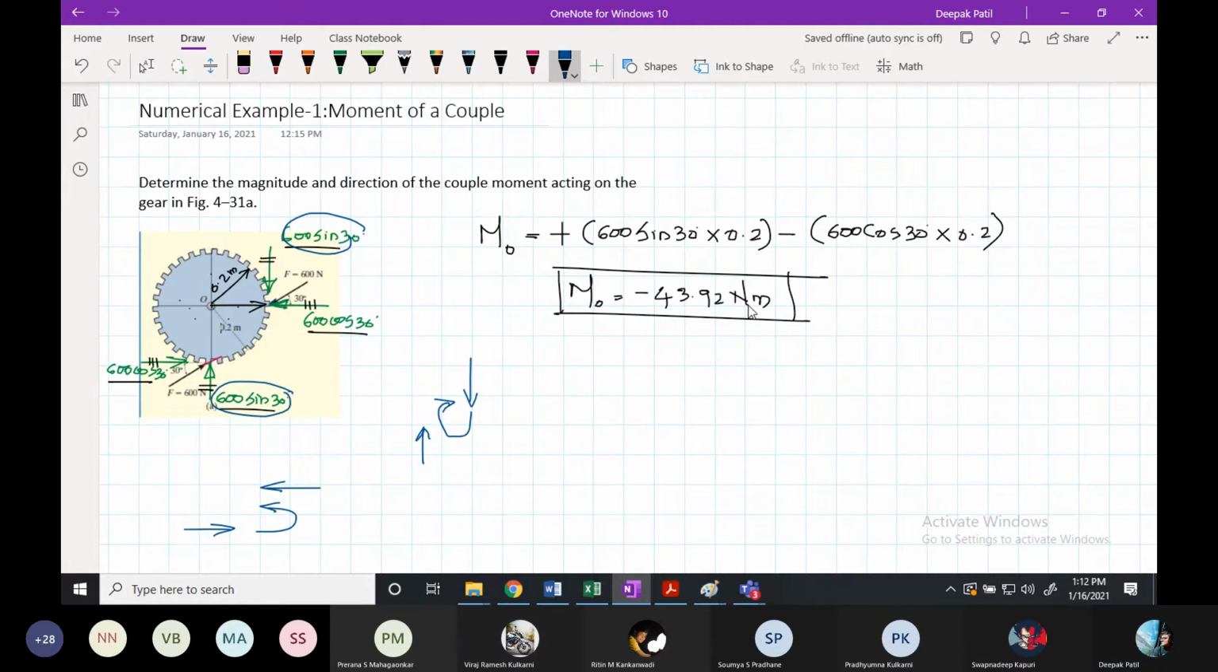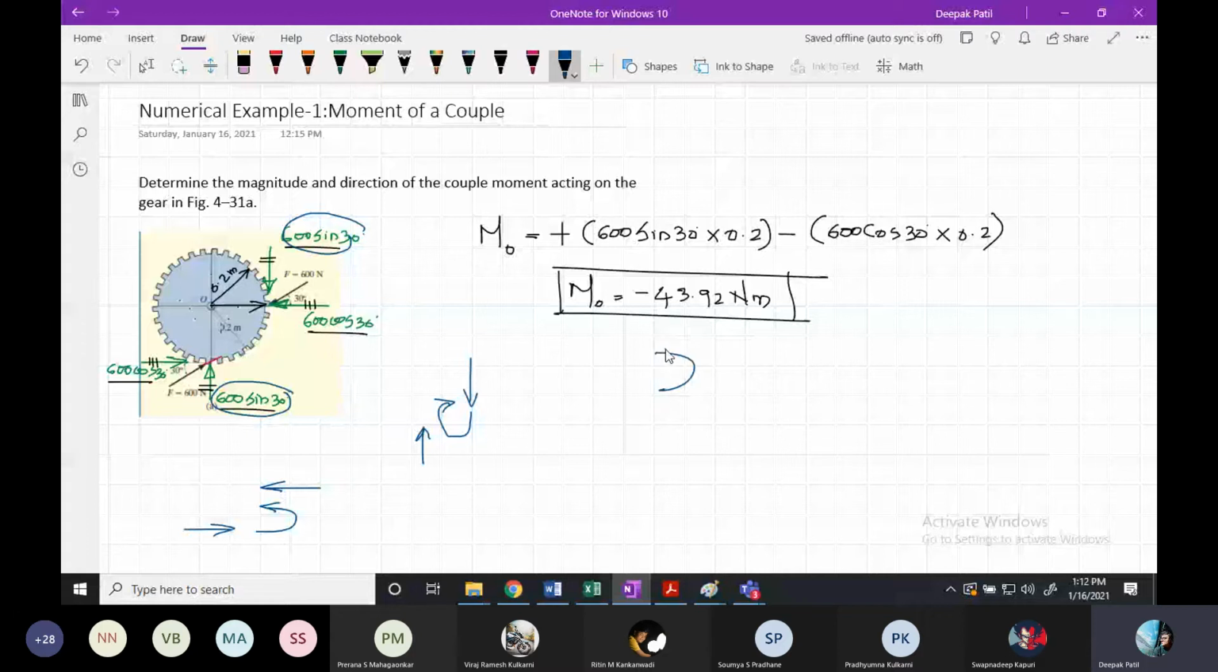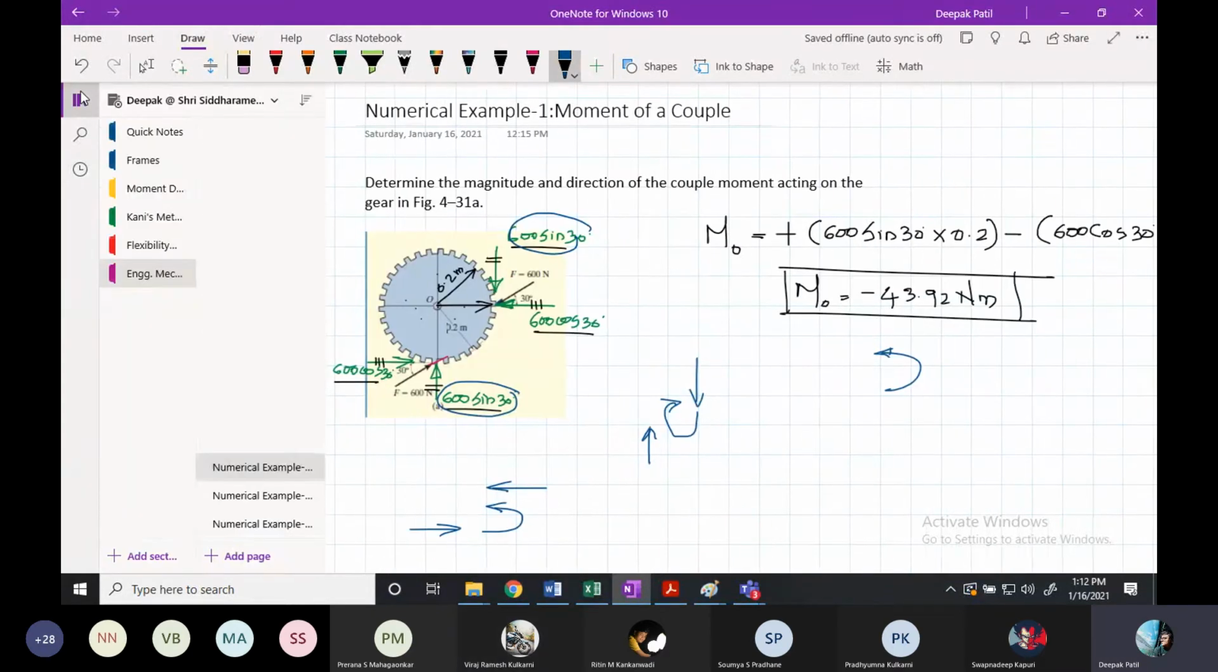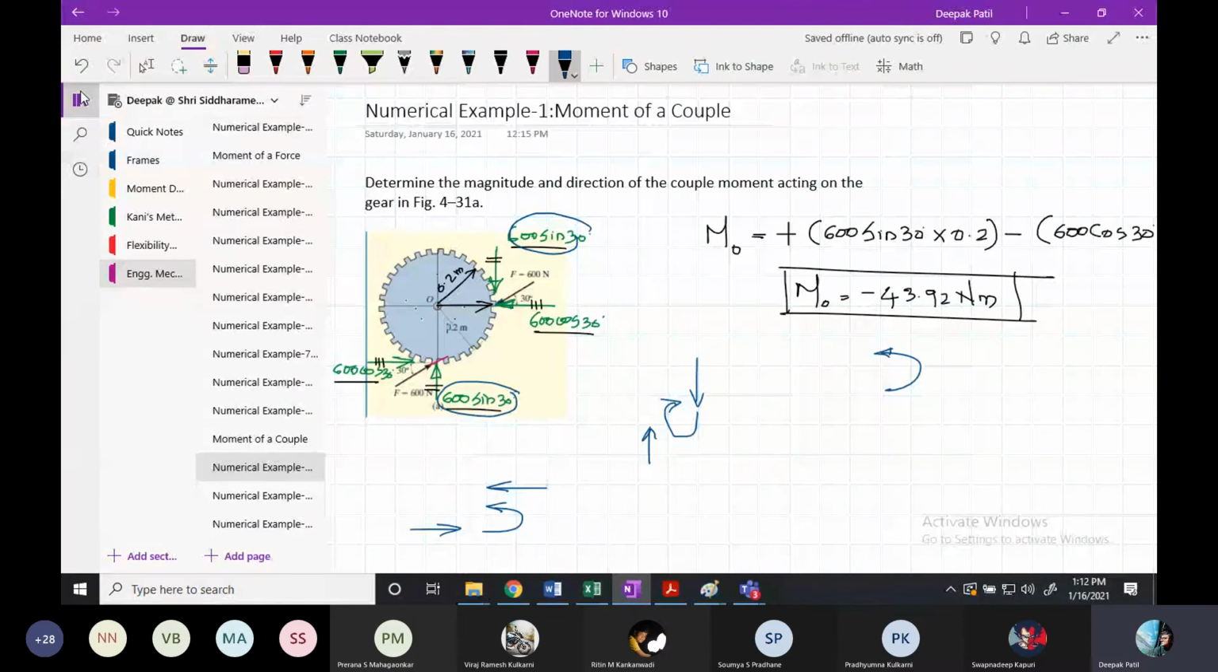Yes, sir. So now tell me, in which direction will the gear rotate? Will it rotate in a clockwise direction or anti-clockwise direction? Anti-clockwise. Perfect. Yes, because we got a negative answer. As per our sign conventions, negative means anti-clockwise direction. So the gear will rotate in the anti-clockwise direction. Is it clear, students? Any doubt?